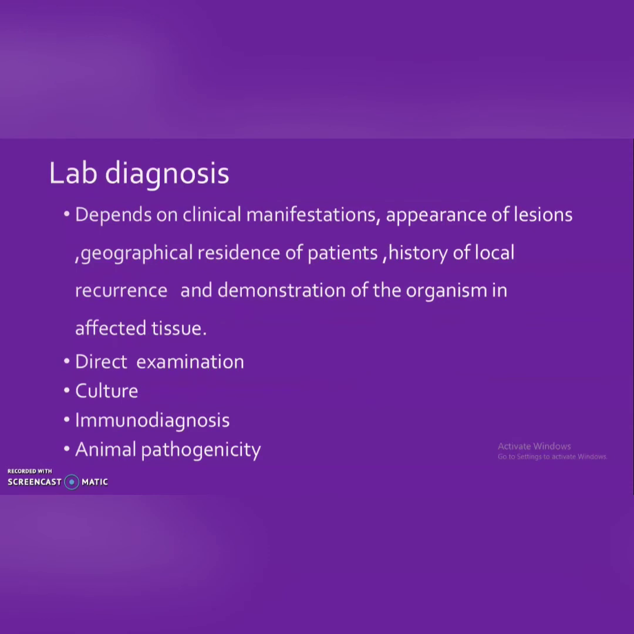Then lab diagnosis. Lab diagnosis is mainly done with the help of clinical manifestations and the appearance of lesions, then the geographical residence of the patient and also the history, if there is any local recurrence, and the demonstration of the organism in affected tissues. And the demonstration of the organism in affected tissue is mainly done by direct examination. Other methods are culture, immunodiagnosis and animal pathogenicity.